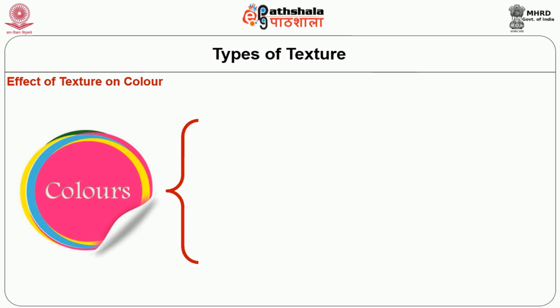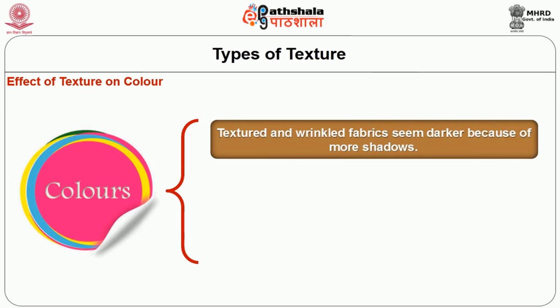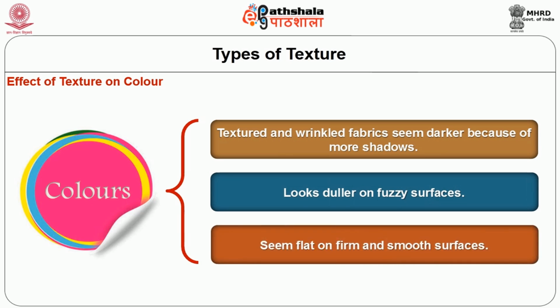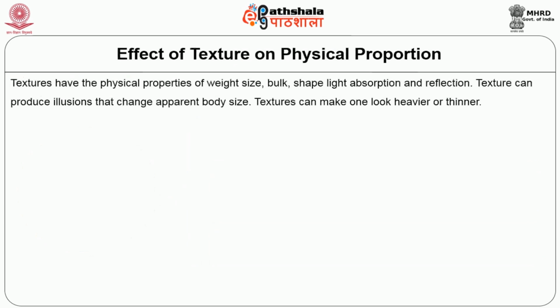So colors also change the texture of the fabric. Colors on textured and wrinkled fabrics seem darker because of more shadows. Colors on fuzzy surfaces look duller. Colors on firm and smooth surfaces seem flat. Now let us see the effect of texture on individual physical proportion. Textures have the physical properties of weight, size, bulk, shape, light absorption and reflection. Textures can produce illusions that change apparent body size. Textures can make one look heavier or thinner.